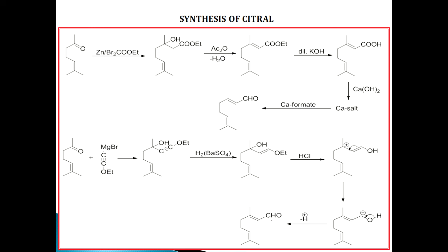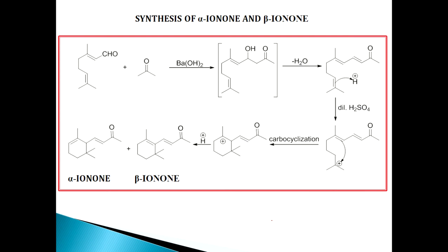In this way, we synthesize the citral molecule. It is a monoterpenoid. Let us move on to the next slide: synthesis of alpha ionone and beta ionone. So how do we synthesize alpha and beta ionone?